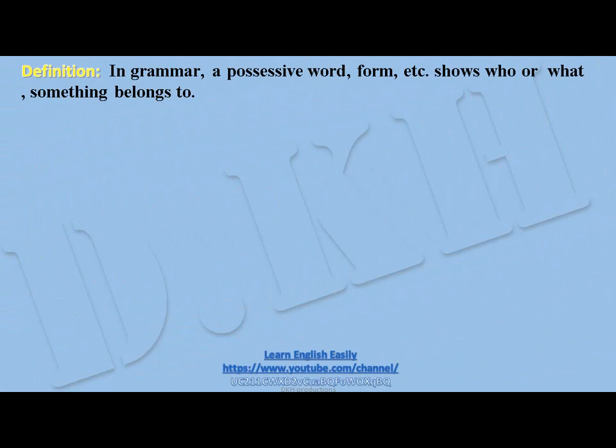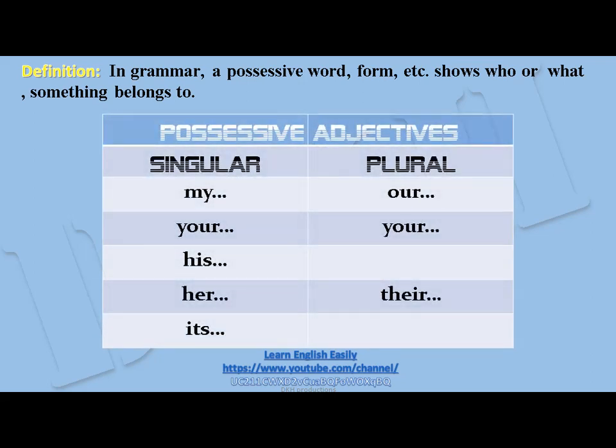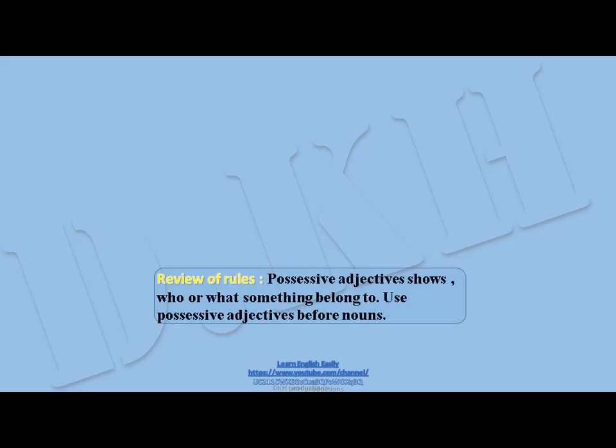Definition: in grammar, a possessive word, form, etc., shows who, or what, something belongs to. Possessive adjectives: my, your, his, her, its, our, your, their. Review of rules: possessive adjectives show who or what something belongs to. Use possessive adjectives before nouns.